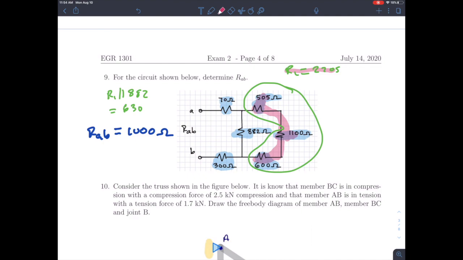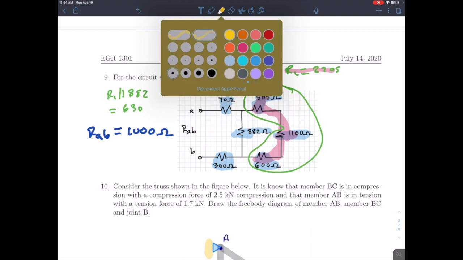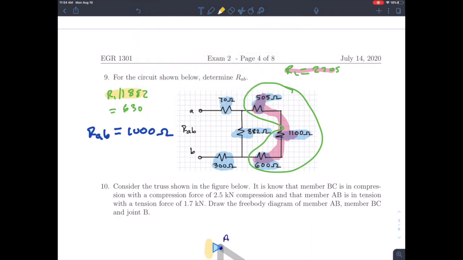All right, then I noticed that resulting R1 is in parallel with the 882 resistor. So I determine the parallel resistance, I get 630. So from there, you can envision it, but you would have this 630 connected to what's left. And then what's left, the equivalent circuit's all in series, and so you add these together and you get the equivalent resistance being 1,000 ohms.